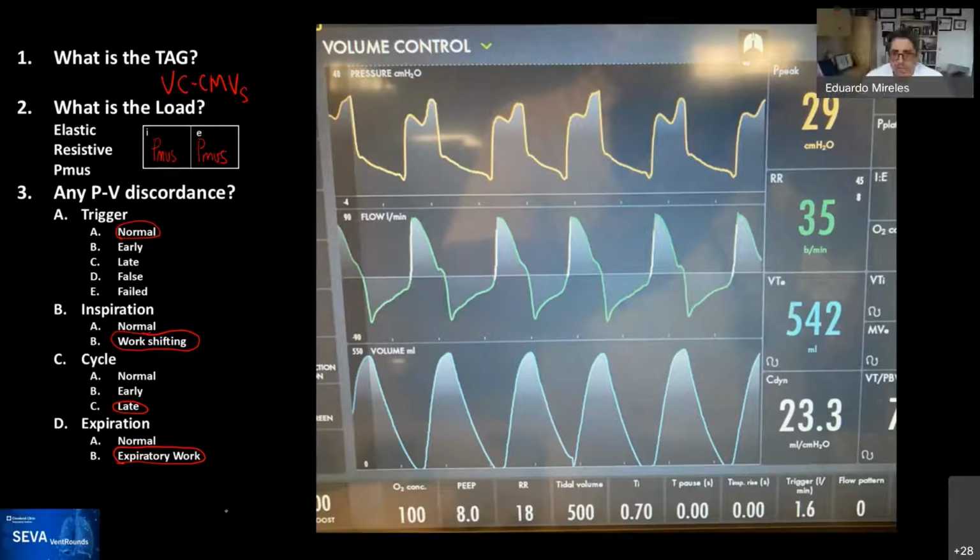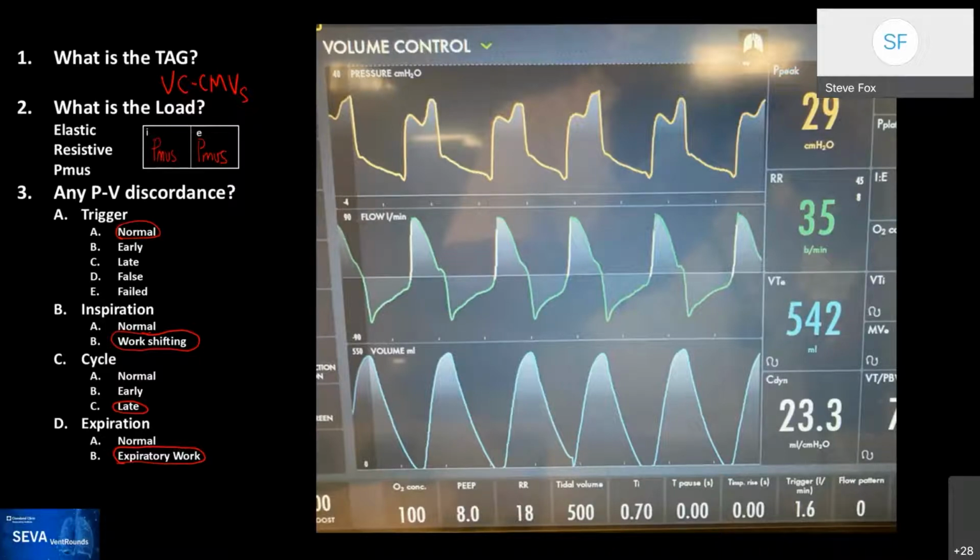Thank you, Steve. Assuming that the goal for this patient on mechanical ventilation is safety, would you change anything on this ventilator? Well, the tidal volume is set at 500. So one question would be how many cc's per kg predicted is that?